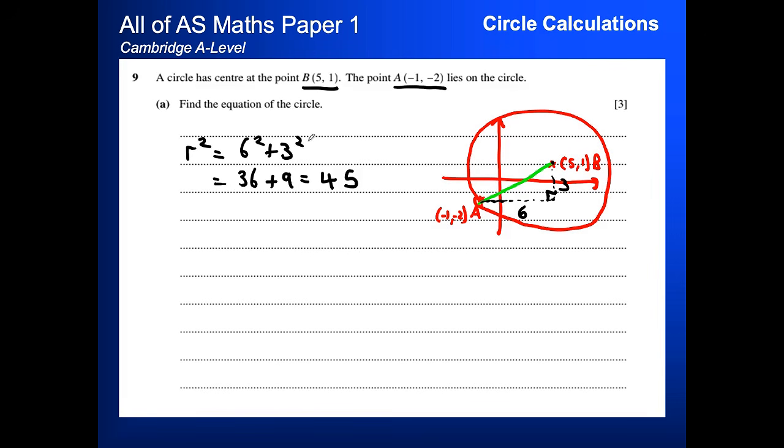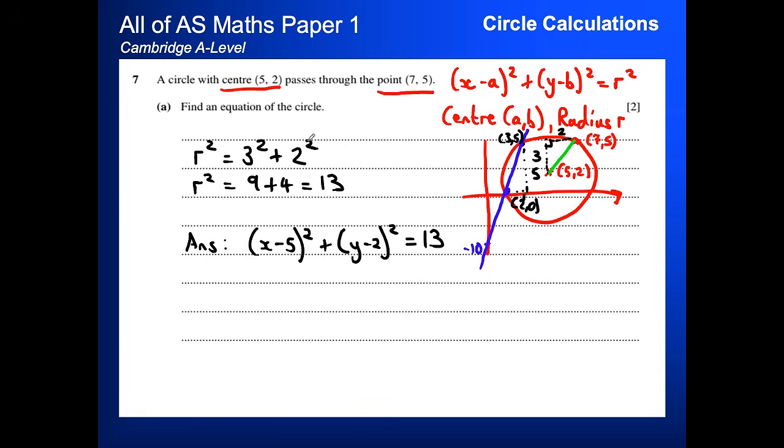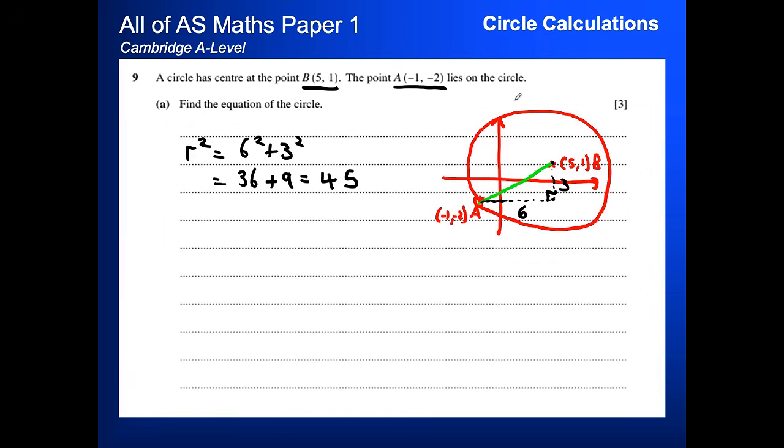So now we use that formula. Remember the formula right at the back here, this formula here, and just substitute everything that I know. So our answer for 3 marks, that's kind of nice, is (x - 5) all squared plus (y - 1) all squared, and that's equal to 45, like so. But now we're going to have to use that diagram in a bit more detail.